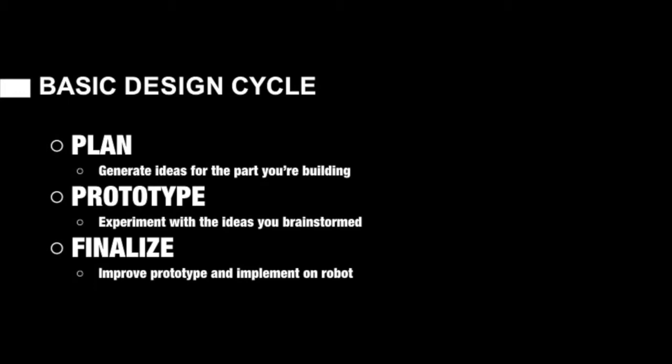Next is the prototyping phase. This is when you experiment with those ideas that you've brainstormed. Prototyping can be with everything from 3D printed parts to prototyping with cardboard. Next is the finalizing phase. This is where you improve the prototype and implement it on the robot. So this can be with metal, wood, even 3D printed parts. Basically anything that you want to use on your final robot.